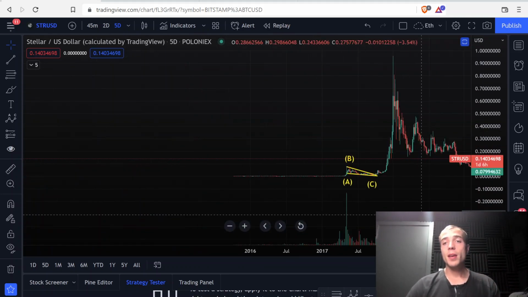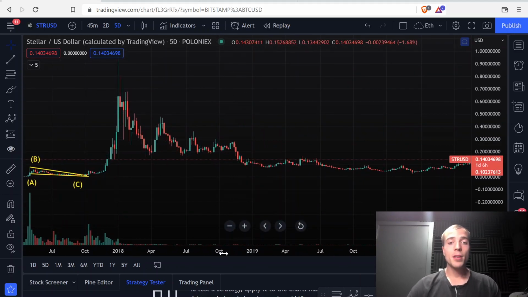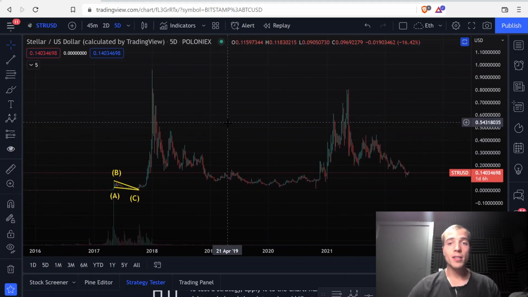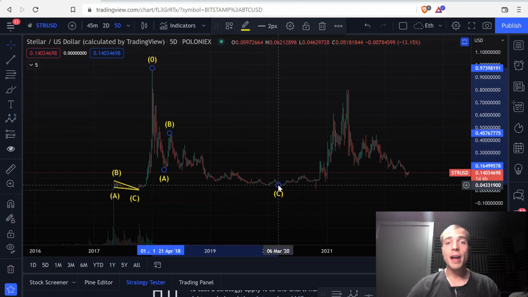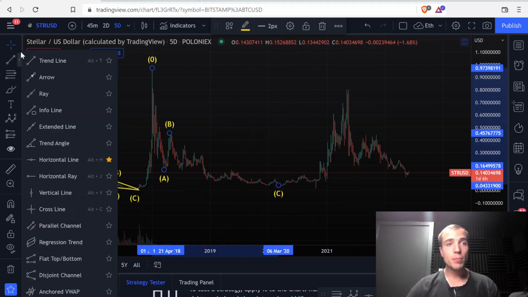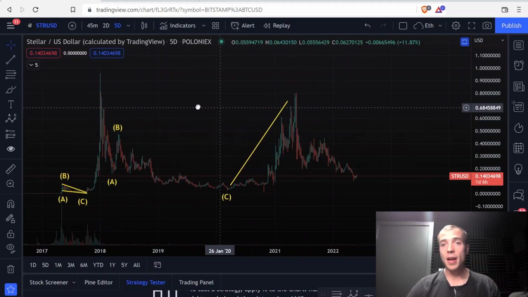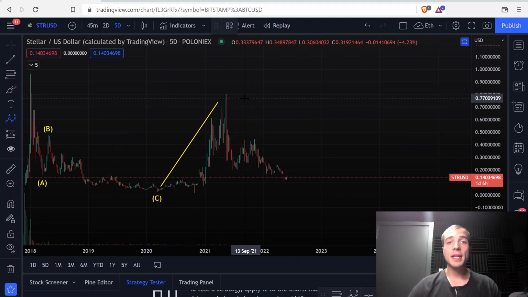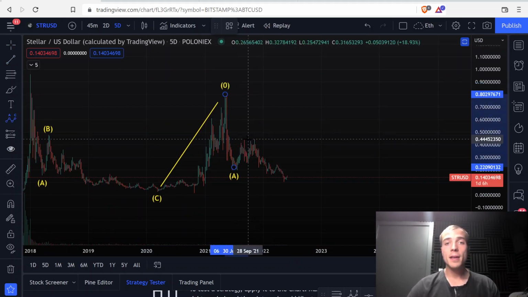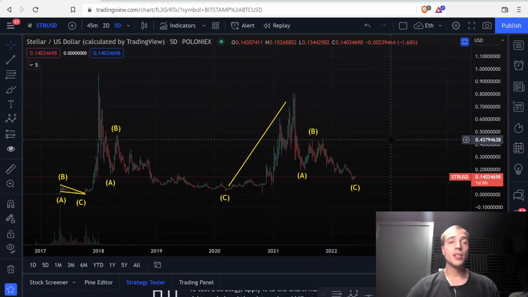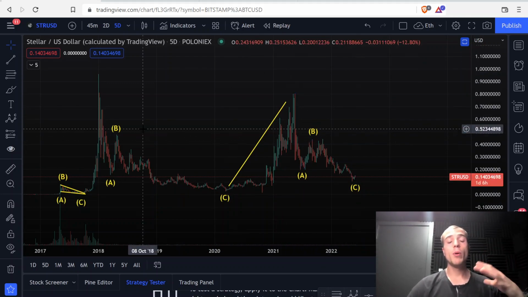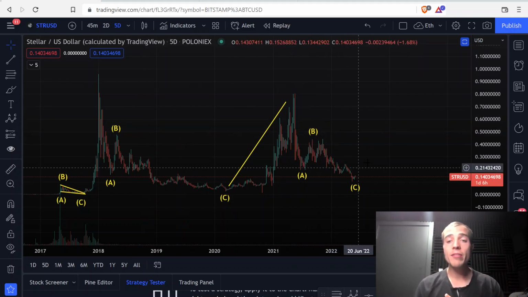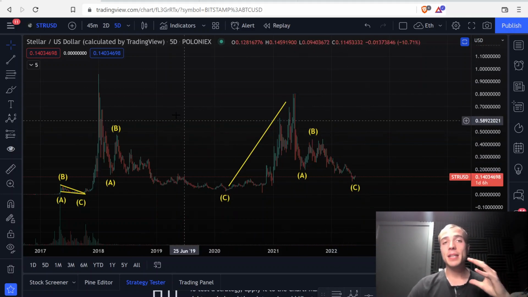And also, these corrections just keep happening. You'll notice if we zoom out on this chart, we had another A, B, C correction, which led to this huge breakout that happened right there. And guess what's happening again on stellar lumens? A, B, C correction. So these corrections are extremely important to be aware of. Once you understand how to count these corrections, both with the macro wave and the subwave, you can make a lot of money buying dips in these markets.